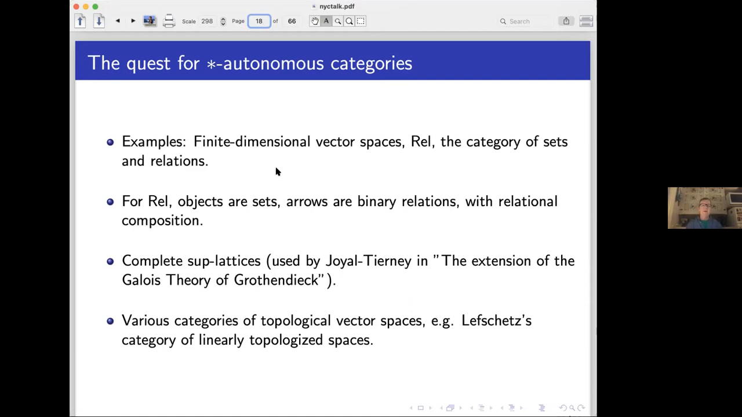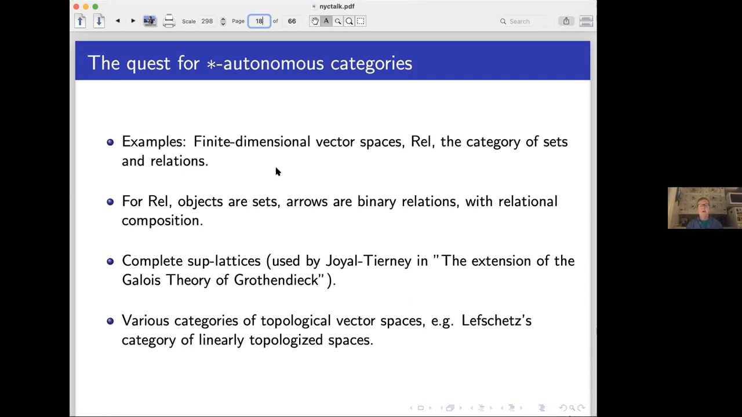A more interesting example is complete sup lattices. If you read the book by Joyal and Tierney, The Extension of the Galois Theory of Grothendieck, they use the star autonomous structure of that category quite freely in that book. And there's also, as I said, various categories of topological vector spaces.